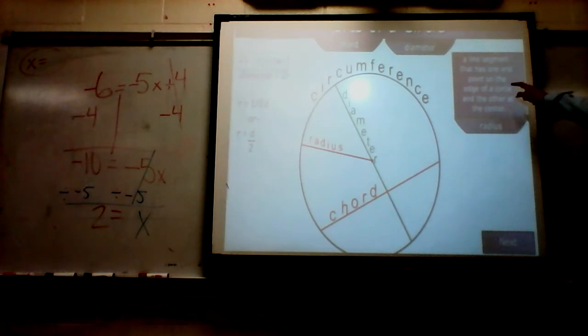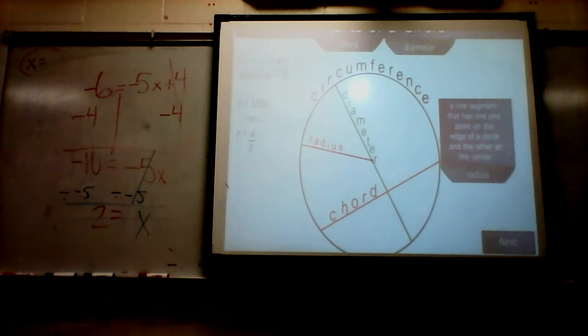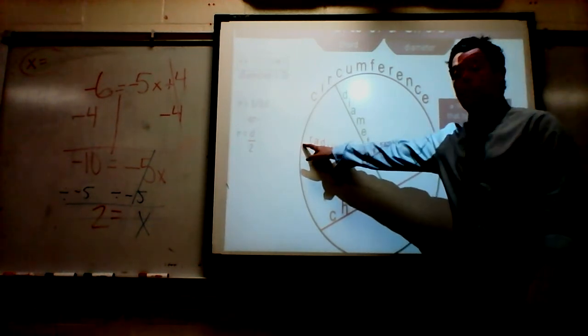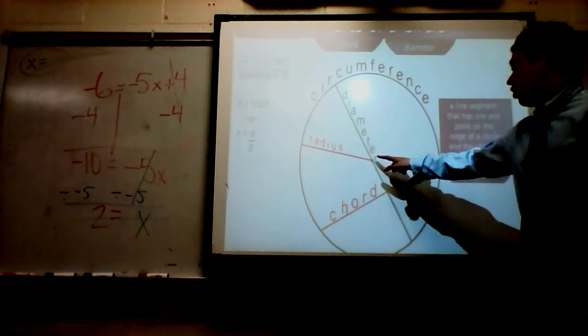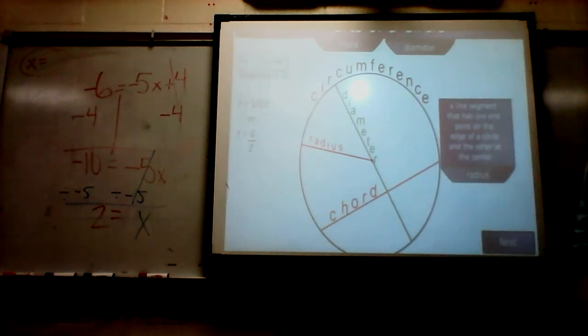A radius is simply a line segment that has one endpoint at the edge of a circle and another at the center. So basically what that means is a radius starts in the middle and touches one point on a circle. Please pause the tape and copy the definition of radius.